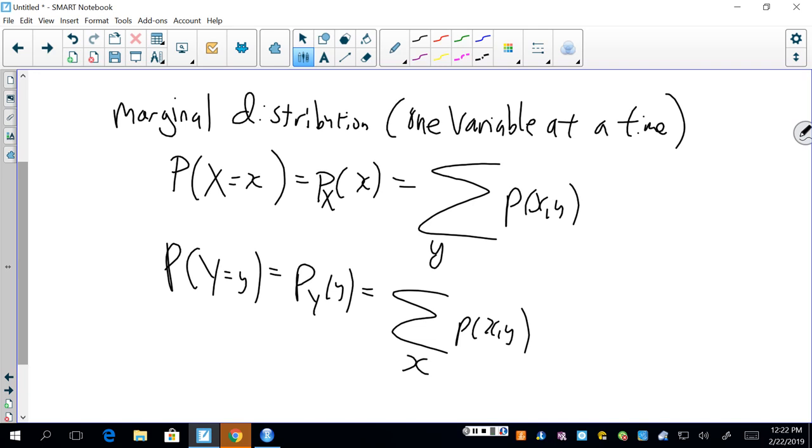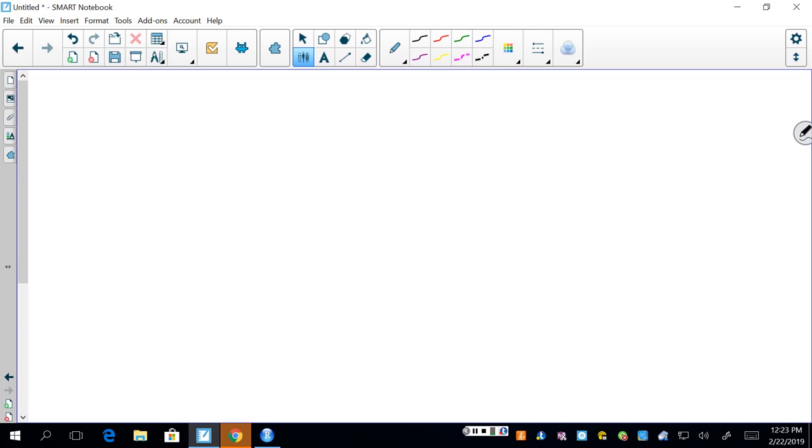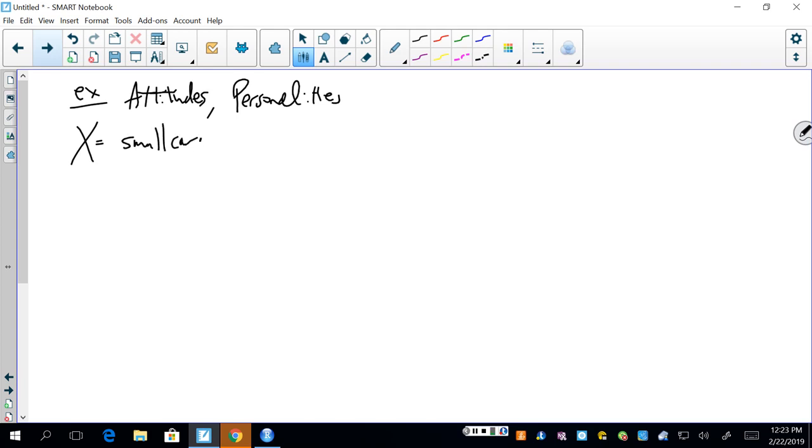One way to think about this is by having a table, and the handout has some computations related to a table. So let me give you the table that we have up here. The table is going to have an example where it asks about attitudes and personalities. The x variable, kind of in a marketing study, is going to be asking people about attitudes about small cars. And then record some values here.